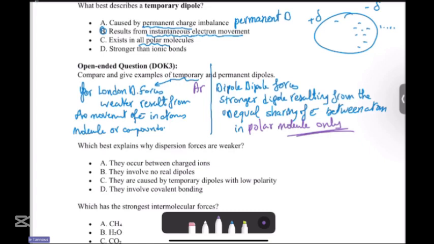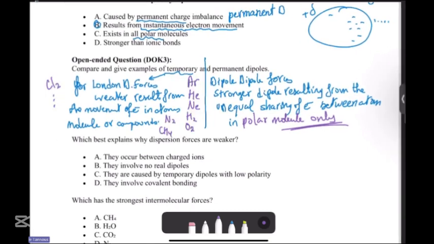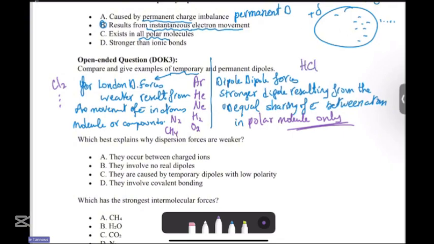And that is, for example, any atom alone: argon, helium, neon. Or any non-polar molecule like H2, O2, N2, CH4, Cl2, etc. Do not put examples when you are talking about temporary dipoles that also have permanent dipoles. Okay? Now, another example of permanent dipoles: HCl.